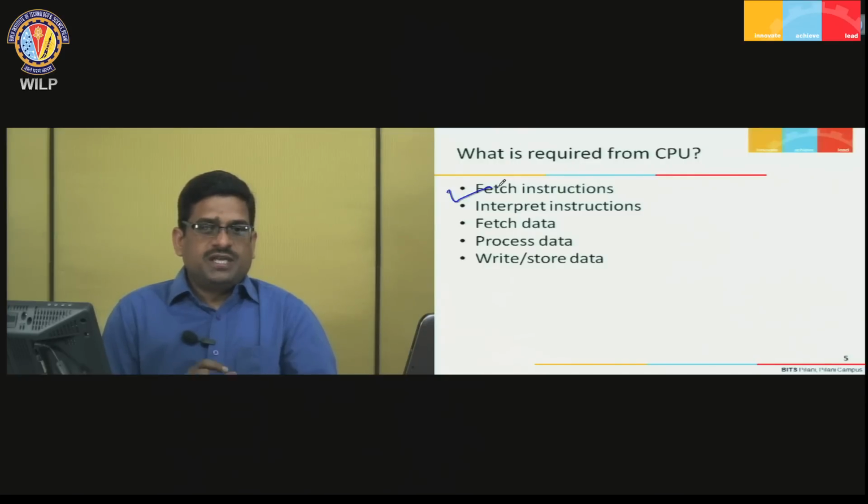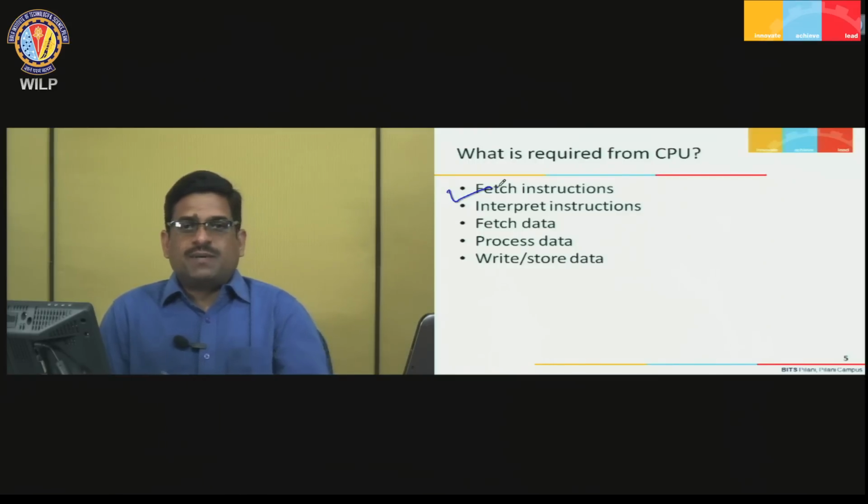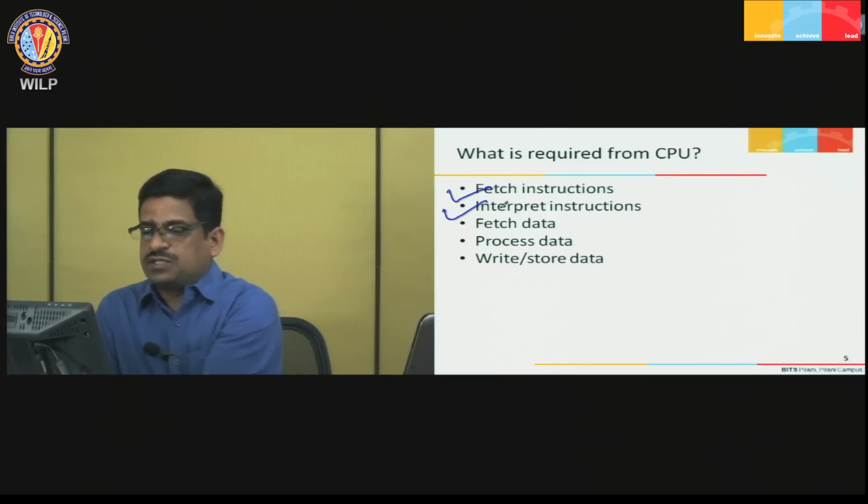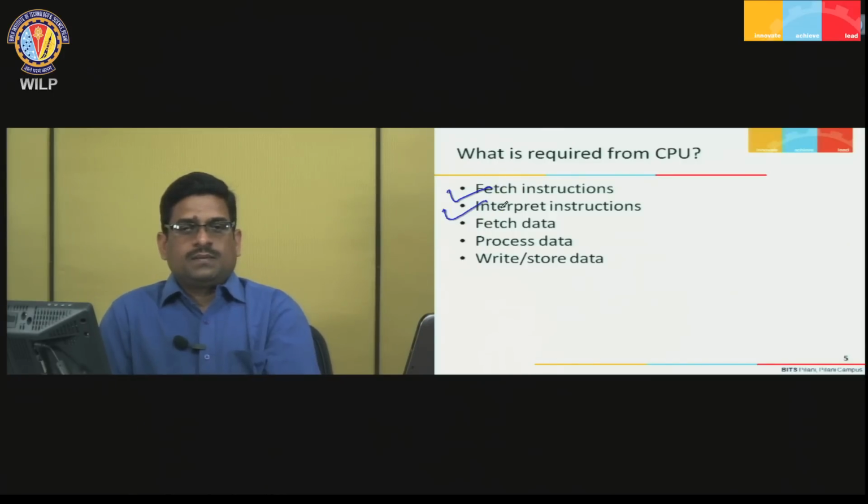So fetch instruction is one of the functionalities required from the central processing unit. That's one requirement. The second requirement is that it should be able to interpret the instructions. Interpretation of the instruction means, let us say my instruction is load R1 comma A. Now how does the processor know that this means memory location A has to be read from the memory and the contents of that location are to be put into the register R1?